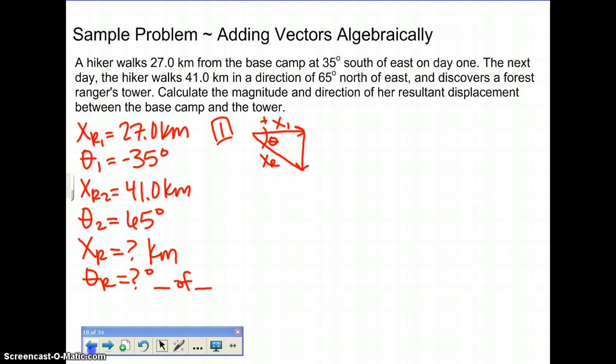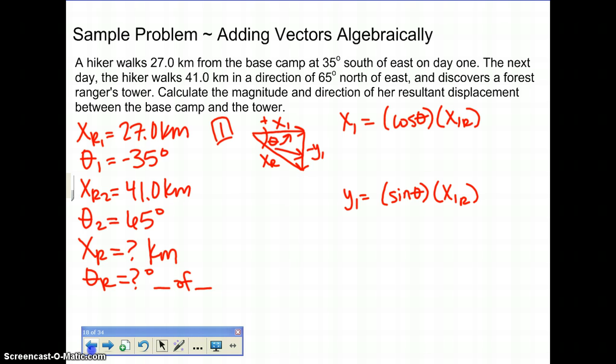So you want to solve for x1 and you want to solve for y1. I like to put those positives and negatives in there because it'll show you, when I get the final answer, should it be a positive x, should it be a negative y, etc. So on this, now look at your relationship to theta. Your relationship to theta is adjacent, so thinking back to SOHCAHTOA, your arrangement would be adjacent over hypotenuse. So x1 equals cosine theta times x1r, whereas y1 is going to be sine theta, because sine is opposite of theta, times x1r.